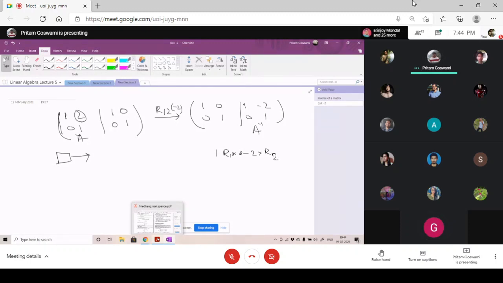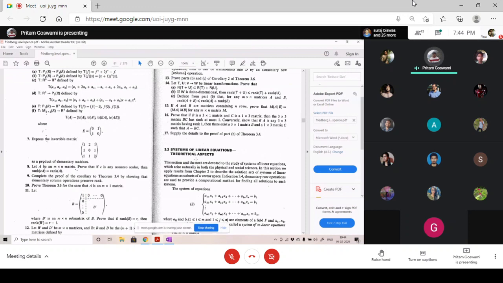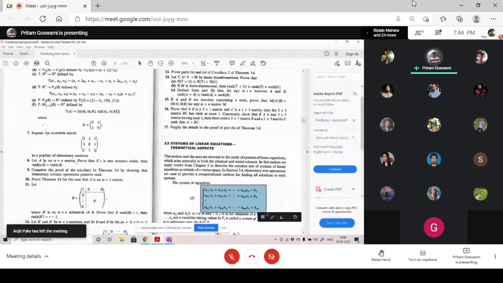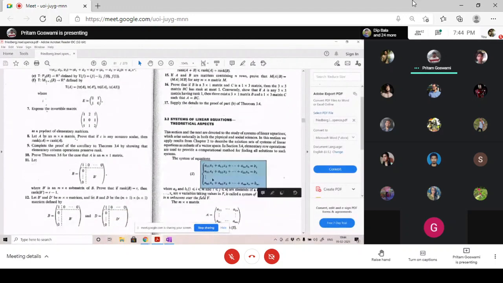Okay. And for the next class, I will be teaching you how to solve a system of linear equations. A system of linear equations is basically like this. So n variables, n equations you have to solve. And using linear algebra, there is a beautiful way of solving it. So I'll be teaching you this in the next class.